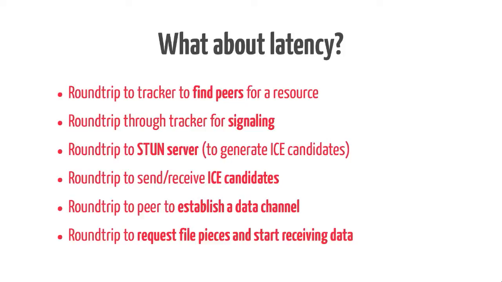For latency, we have a bunch of round trips that we can't get around because of the signaling process that I talked about. There's a round trip to find peers, a round trip to do signaling, a round trip to STUN, a round trip to send ICE candidates, a round trip to establish the peer-to-peer connection, and a round trip to send a request to the peer and start getting the data back. Some of these you can do in parallel, and a couple of the steps you could eliminate. You could unify the first two into one, I think. But this is another open problem.